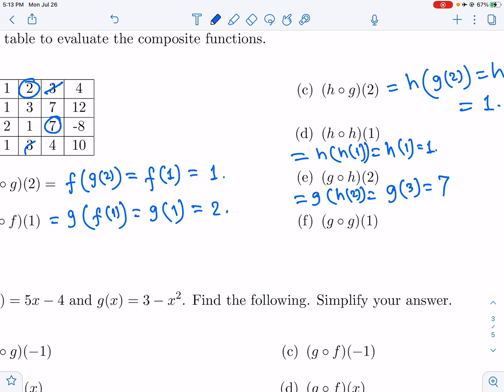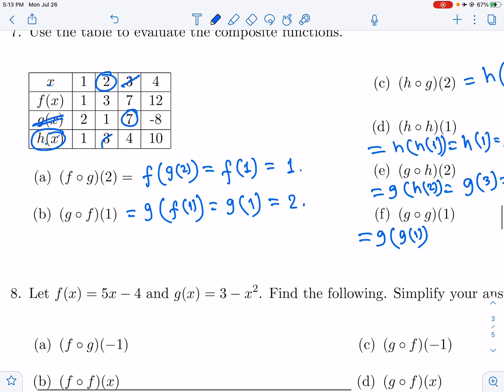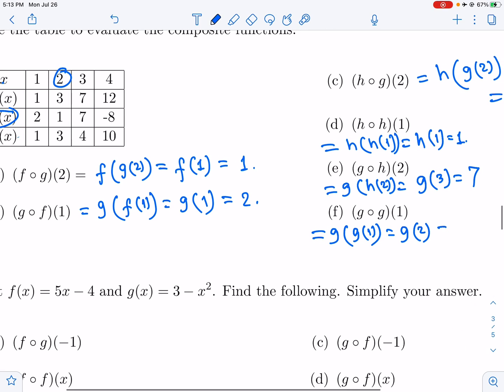Now g at 1. So g at 1 is 2, by the way, this is 2. Now we need to evaluate g at 2. g at 2 is 1. Okay.